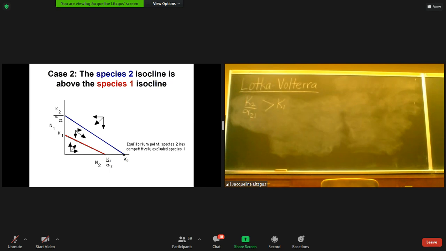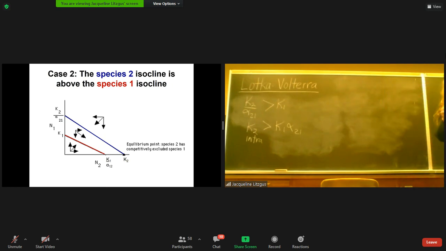Again, we want to get all of the species 1 stuff together on the same side of the inequality. So we multiply both sides of the inequality by that alpha 2-1, and we end up with K2 is bigger than K1 alpha 2-1. This says that the impact of K2, of species 2 on itself, is greater than the impact of species 1 on species 2. So species 2 here is more regulated by intraspecific competition, so it's more worried about itself. The impact of species 1 on species 2 is basically negligible, on the smaller, less than side of the inequality.